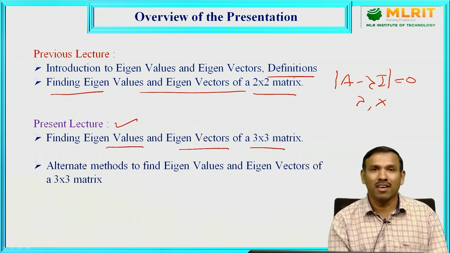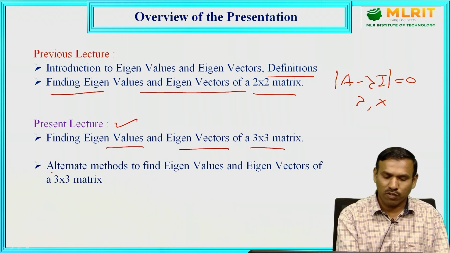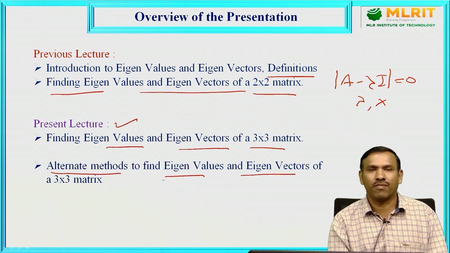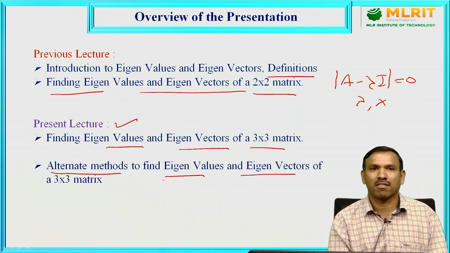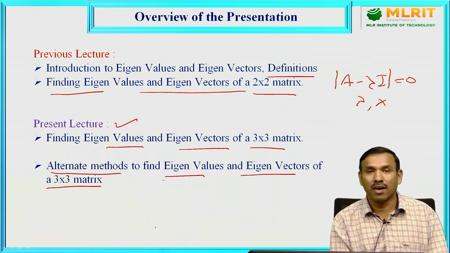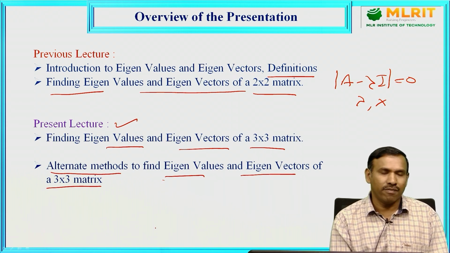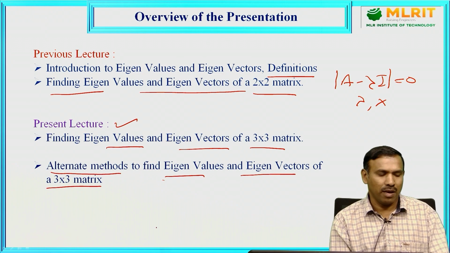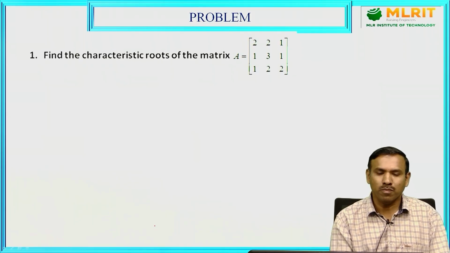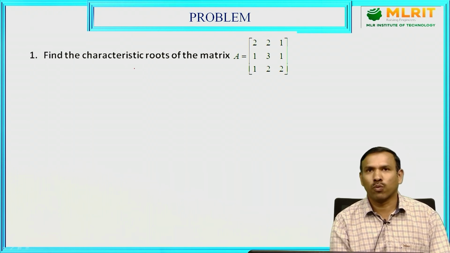It is very important from the exam point of view, right? And for this also we have some alternate methods to find eigenvalues and eigenvectors. Some students feel difficult in finding the determinant of the matrix. In that case we have one more formula to find eigenvalues and eigenvectors. These things we will discuss today. Let us take one example and find the eigenvalues and eigenvectors of a matrix. Here I am taking one problem: find the characteristic roots of the matrix 2 2 1, 1 3 1, 1 2 2.